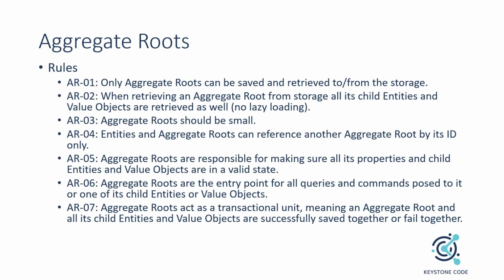And for that reason, rule number three is aggregate roots should be small. We don't want huge object structures and trees of objects, because aggregate roots go in and out of storage as a whole. We don't want them to be huge so that we're not taking up a ton of processing time moving things in and out of storage. Rule number four, entities and aggregate roots can reference another aggregate root by its ID only.